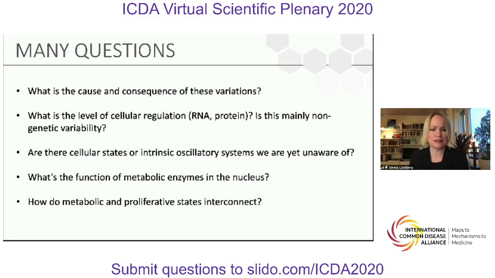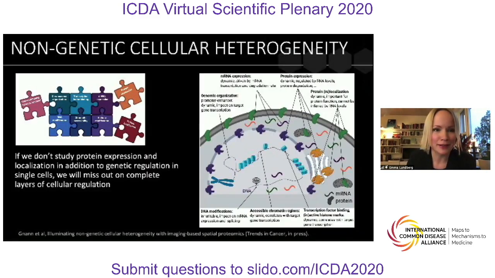What's the function of these? We see many, many metabolic enzymes that go to the nucleus. Why? What do they do there? Is there a connection between metabolism, maybe drug metabolism, and some kind of genetic imprinting later on? We don't know. And how do metabolic and proliferative states interconnect? This is something that we're working with in my lab now.